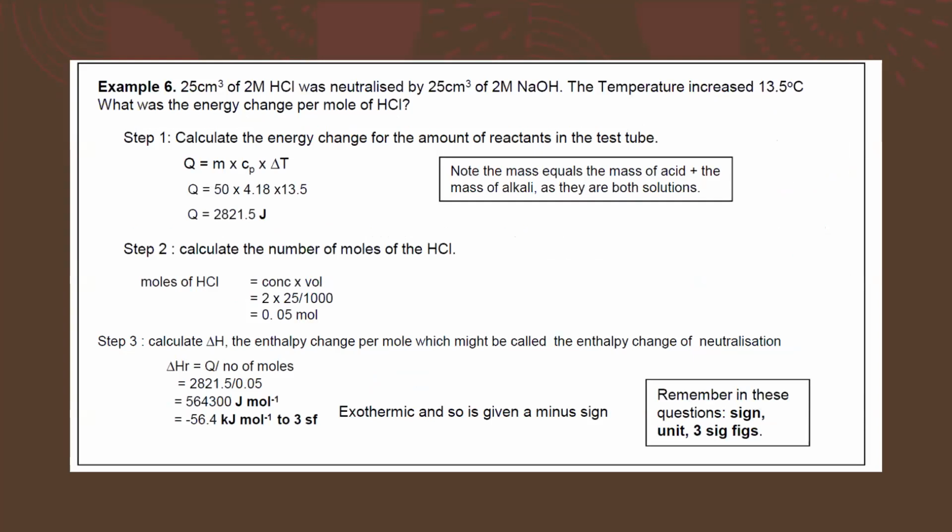Another example: 25 cm³ of 2 mol/dm³ HCl was neutralized by 25 cm³ of 2 mol/dm³ sodium hydroxide. If we don't have any limiting reagent, like if both reagents are in the same amount, we can use any one of them. So we have two solutions. One is 25 cm³ HCl and the other one is 25 cm³ of sodium hydroxide.